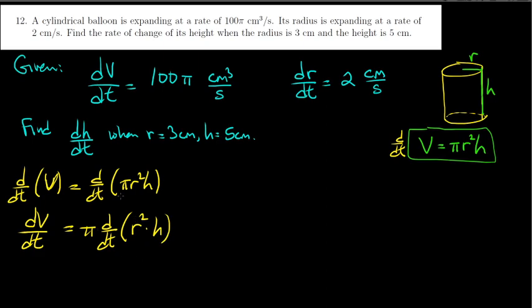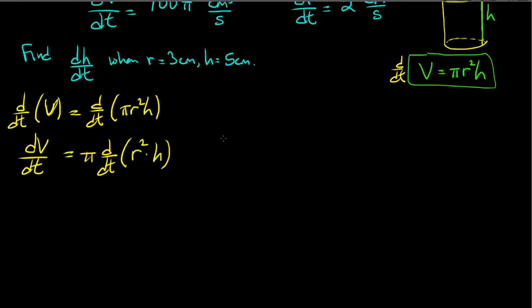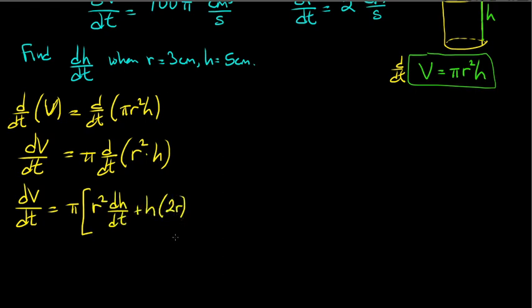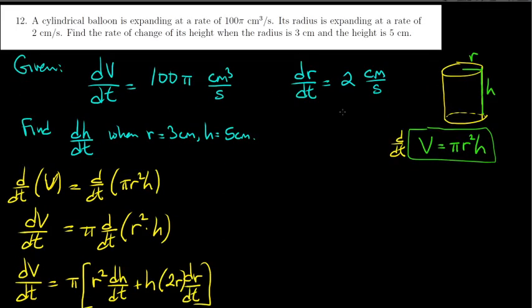So now we just need the derivative of r squared times h, all times pi. So this is a product, right? Product rule. First times the derivative of the second plus the second times the derivative of the first. Again, don't forget the chain rule. The derivative is not 2r, but 2r times the derivative of r. Right? Remember, both r and h are changing.